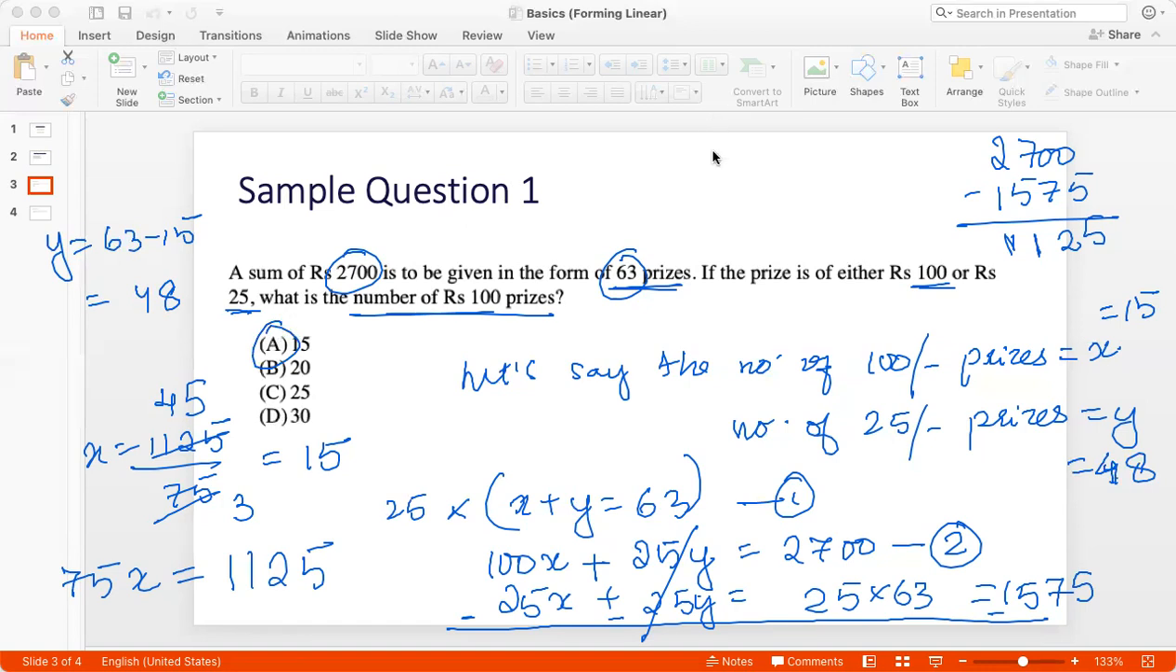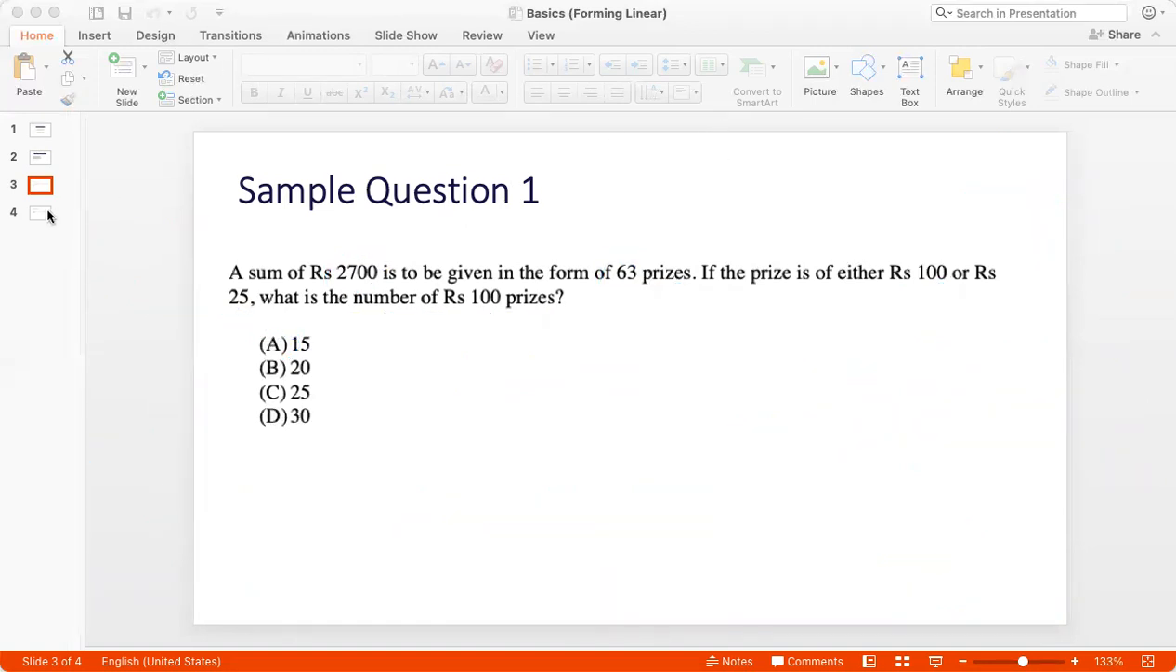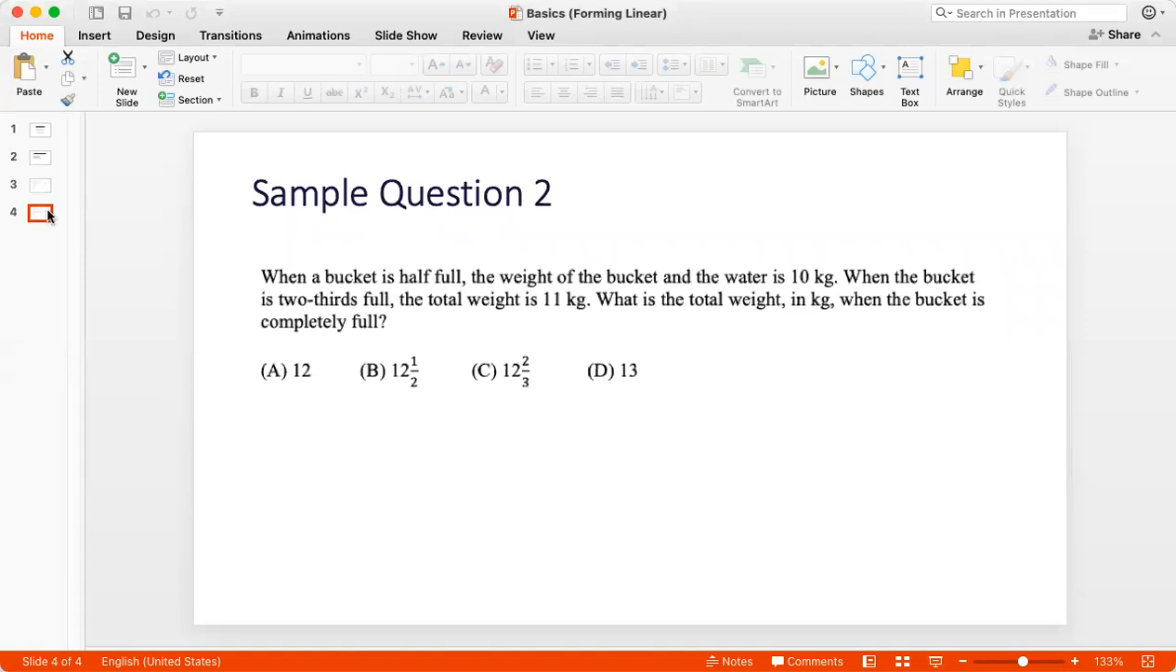Okay, let's do one more. When a bucket is half full, the weight of the bucket and the water is 10 kg. When the bucket is 2/3 full, the total weight is 11 kgs. What is the total weight in kilograms when the bucket is completely full? So pause the video at this stage and try this question on your own. When you have an answer, unpause and check if you got it right.